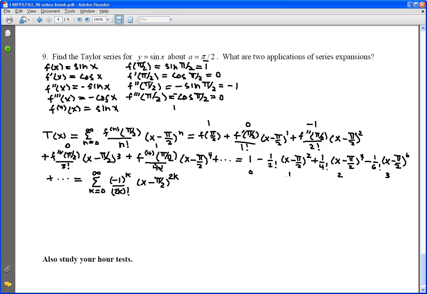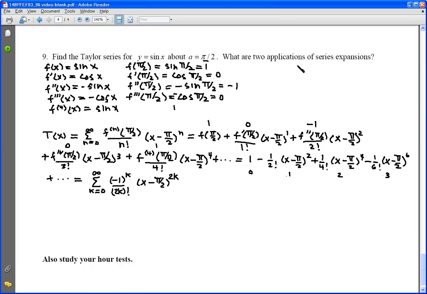I just switched from n to k because here my n was actually the value of the derivative, and every even derivative term dropped out. So I just decided to use a different variable. You could use n if you wanted to, that's fine. But I'm just trying to find a short form, summation notation, to write out this infinite series. So that was find the Taylor series.